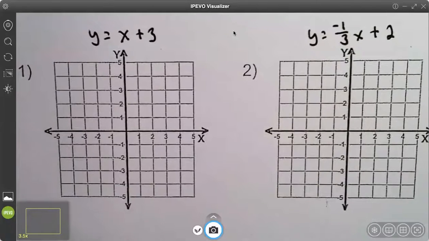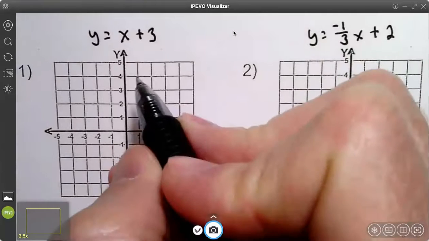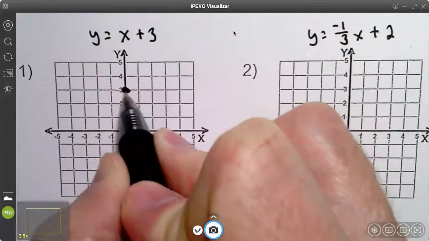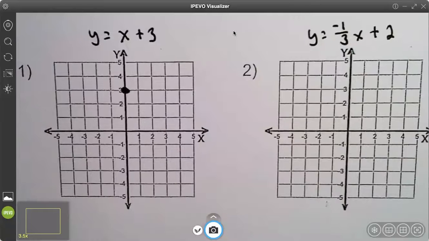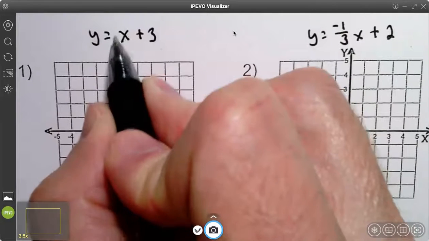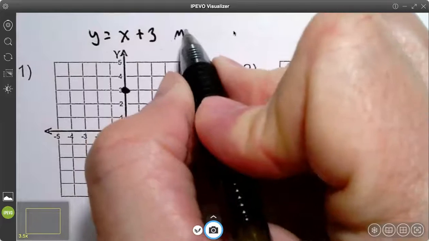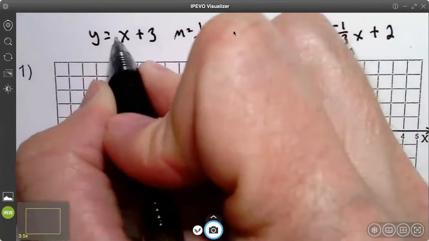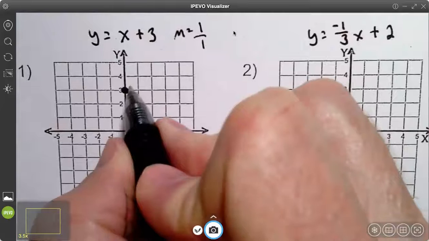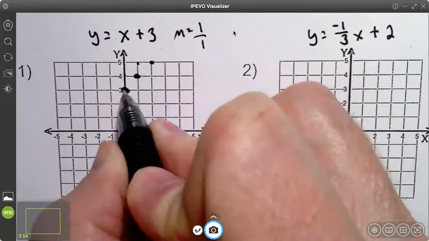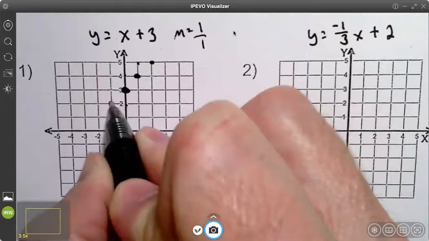Here we have an equation, y equals x plus 3. I have to recognize first my y-intercept is 3, so I plot my point where it's going to cross the y-axis, and from that point, I count my slope. My slope is understood to be 1, which is understood to be 1 over 1. There's a 1 right here, which is understood to be over 1, so my slope is 1. I'm going to rise 1, run 1, rise 1, run 1, or rise -1, run -1.